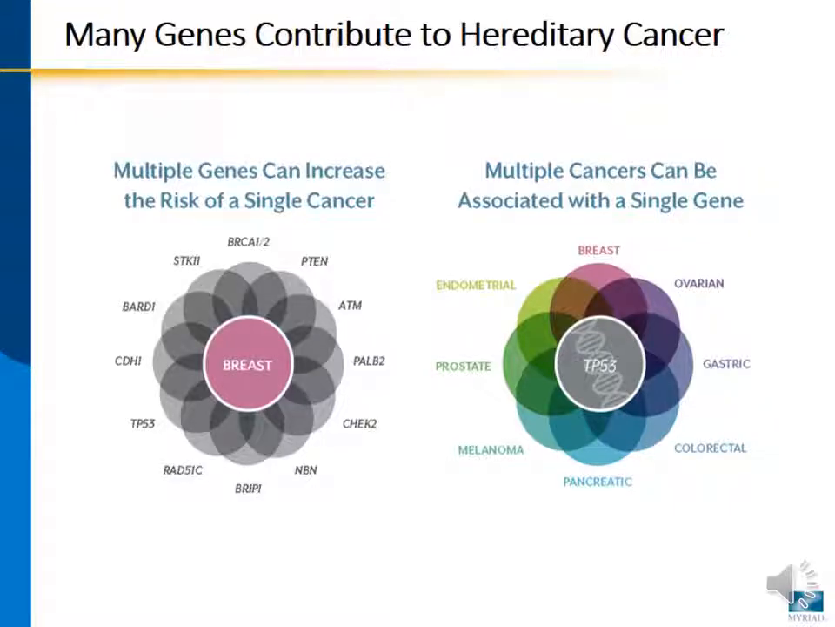This slide is just showing you how many genes can contribute to hereditary cancer. You've seen this before, but just to emphasize the fact that multiple genes can increase the risk of a single cancer, and you can see these various genes that are found in the Myriad panel that was just mentioned, the MyRisk panel. And then you can see that multiple cancers can be associated with a single gene.